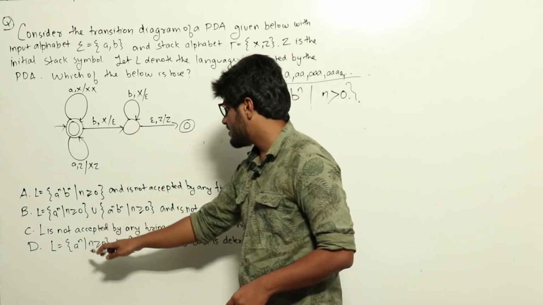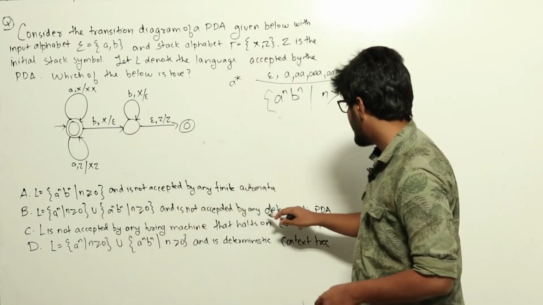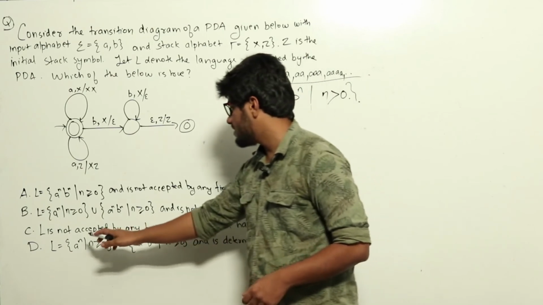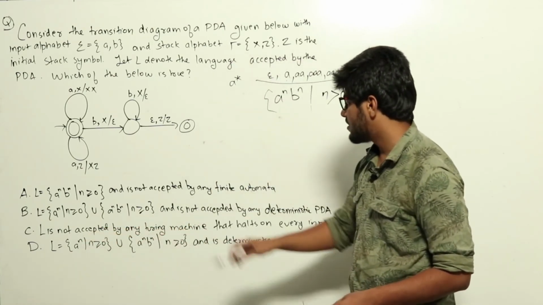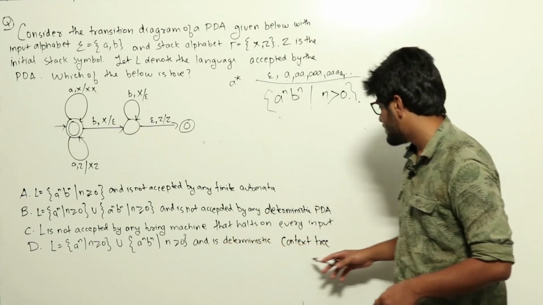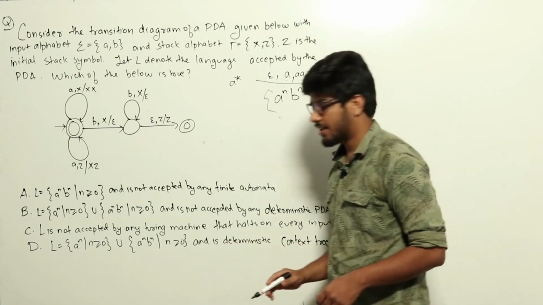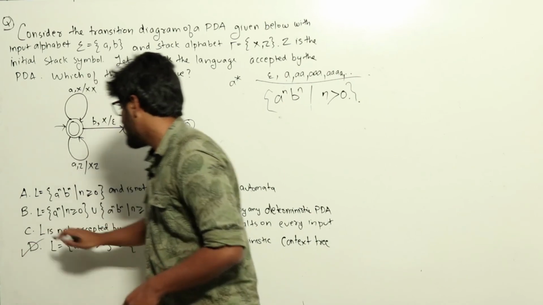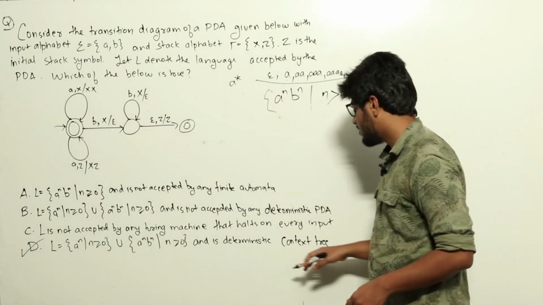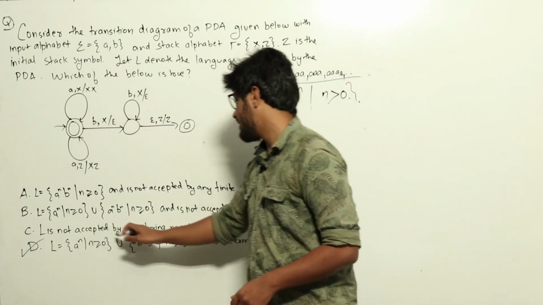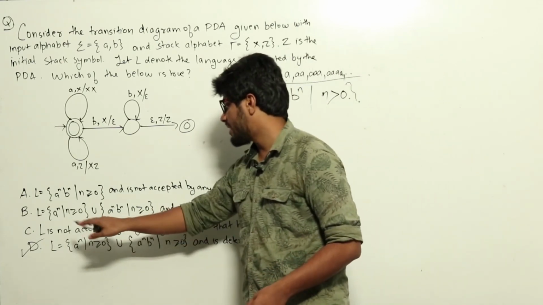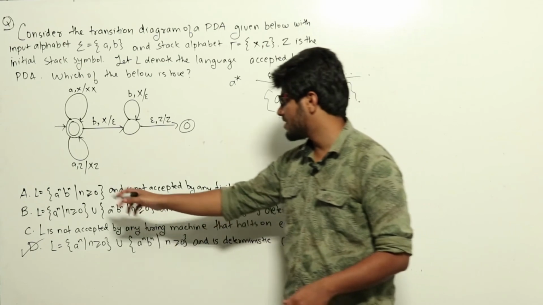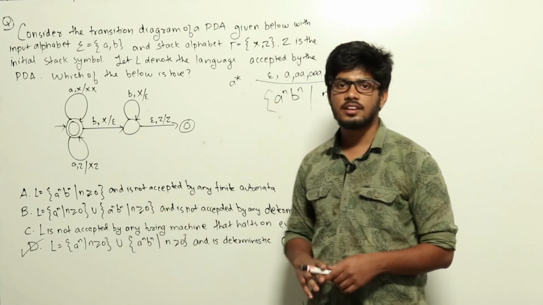If you look at D, it's the same, except this part. It says that L is equal to a power n such that n greater than or equal to 0, union a power n, b power n such that n greater than or equal to 0, and is deterministic context free. Now that is correct. Option D is the right answer. Now if it is deterministic context free, definitely it can be accepted by a Turing machine that halts on every input. So saying that it is not accepted by a Turing machine is false. So option C is also false. D is the right answer for this.